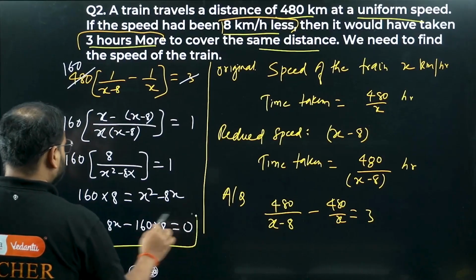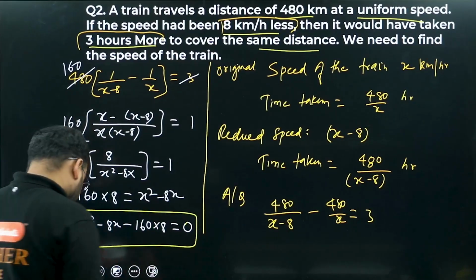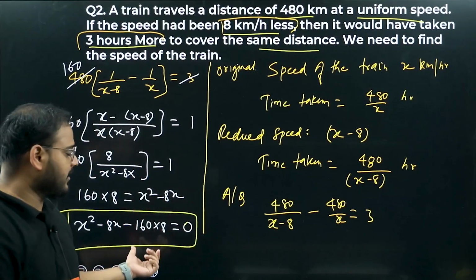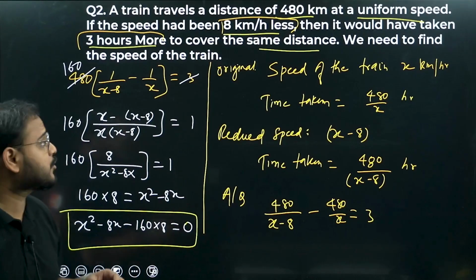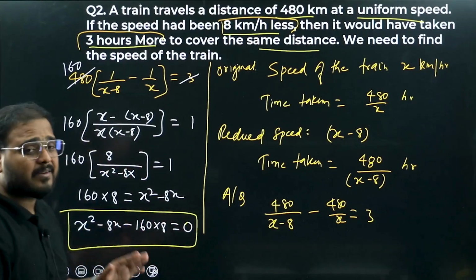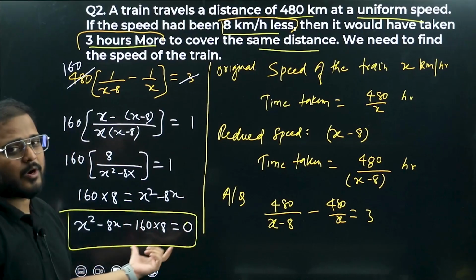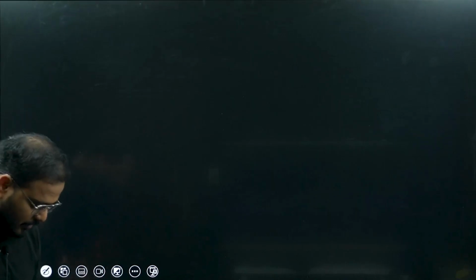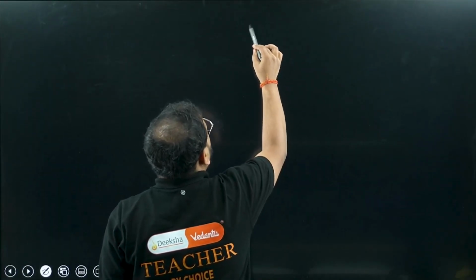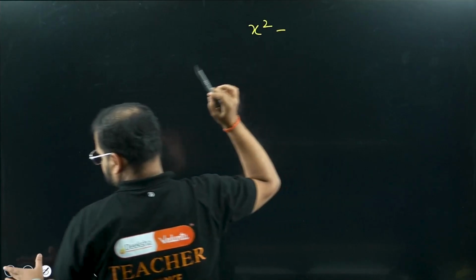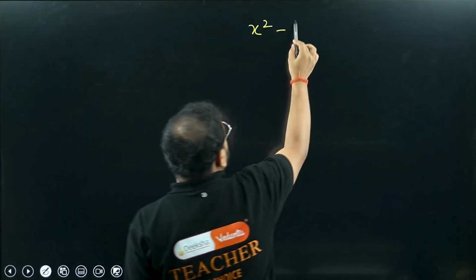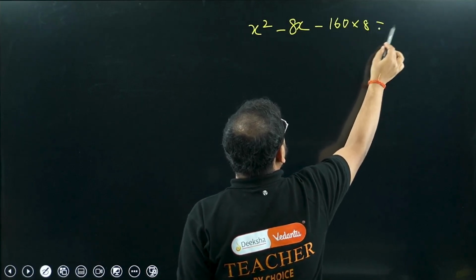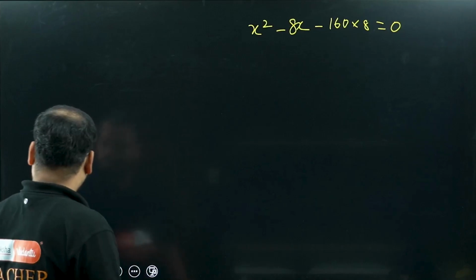If they had asked in the question to form the quadratic equation, then I would have multiplied and given the final answer. But they're not asking to form the quadratic equation. They're asking us to find the speed, so the value of x matters. You'll not get a step for writing the quadratic equation. You can just write this; this is also okay. Great. So what is the equation now that I have? x square minus 8x minus 160 times 8 equals 0. Am I right? Yes.